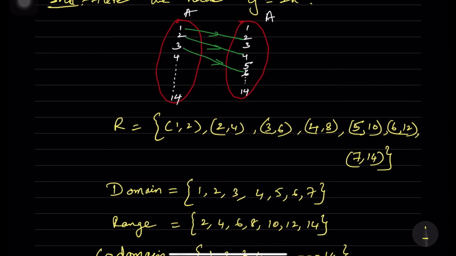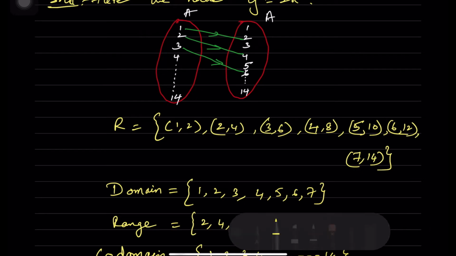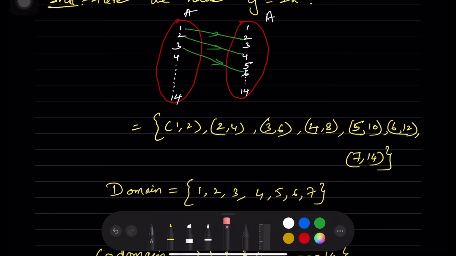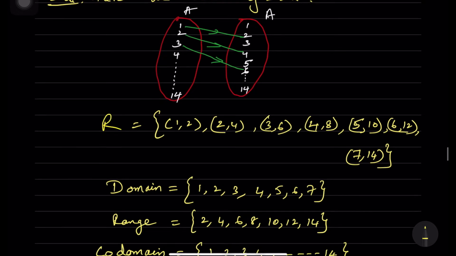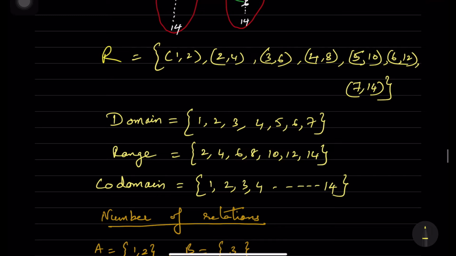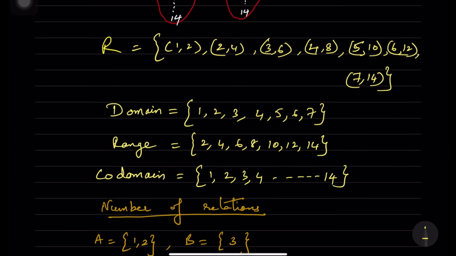Therefore here you can see what the R elements are. A cross A, the Cartesian product, is 1, 2, 2, 4, 3, 6, 4, 8, 5, 12. That is the relation which is there. It's not A cross A, it is the relation. R is equal to (1, 2), (2, 4), (3, 6), (4, 8), (5, 10), (6, 12), (7, 14).